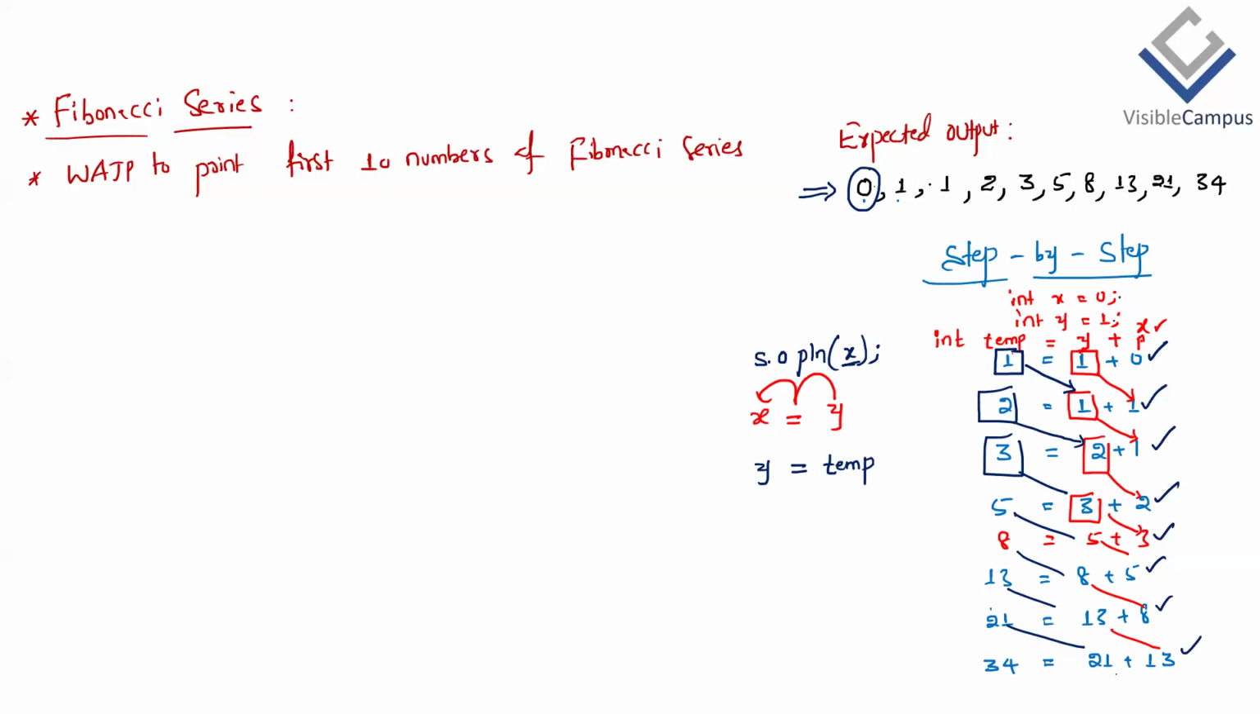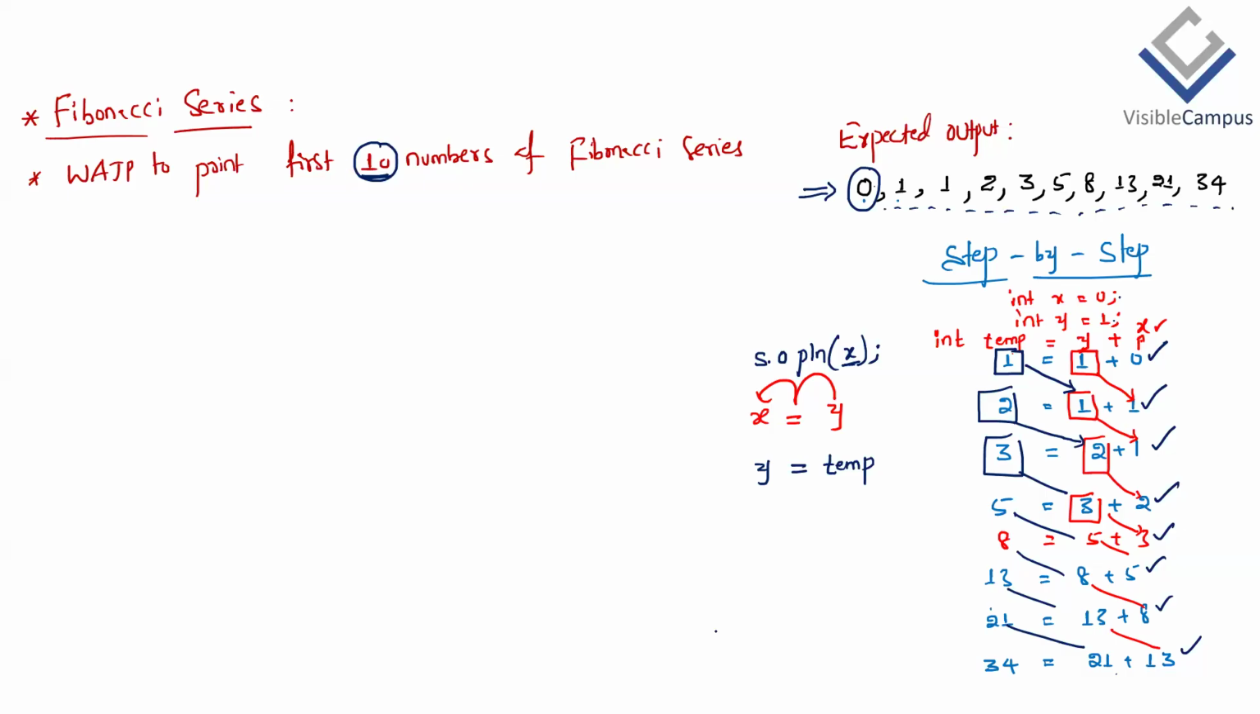So the loop will run for a certain number of times. How many times does the loop have to run? We are asking to print 10 numbers. Therefore, 10 times the loop has to run, yes or no? But one value we are not getting from the series. Therefore, how many times does the loop have to run? 9 times you have to run. Understood?